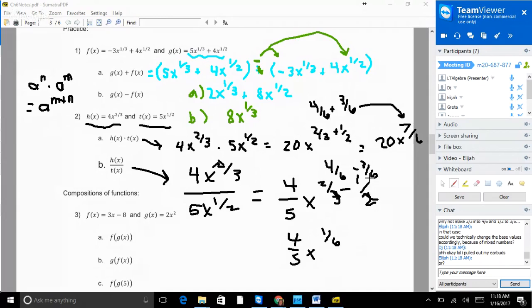Okay. In that case, we could technically change the base value accordingly because of mixed numbers. Well, you can use your fraction rules to combine them together. And if you're not a fraction person, you can use your calculator to help you out if that really is what throws you off. Yeah, fractions still can be made into decimals, as Elijah says. Yes, that is true.